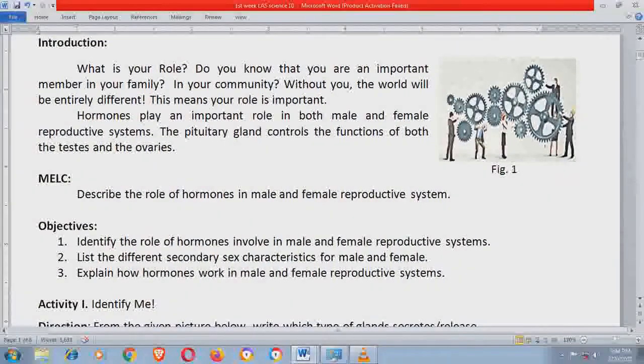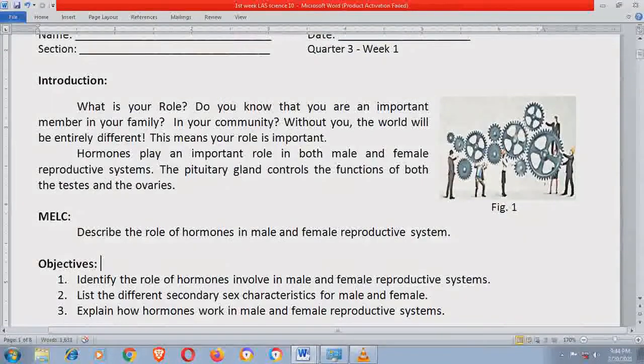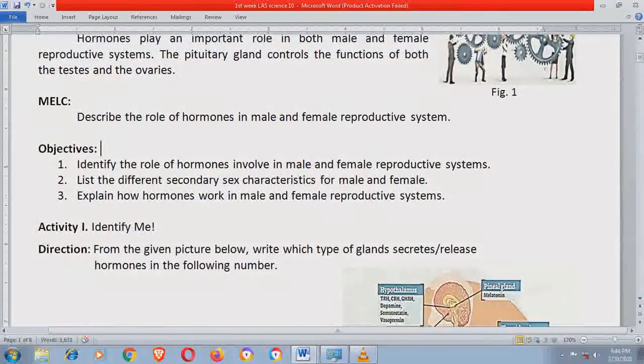Pagkatapos ng MELC, most essential learning competencies, we have the objectives. I designed this one. Nag-design ako ng objective kasi kami ang sumulat nito, no? Kami ang nag-compose nitong mga LAS na to. So bago ito ibigay sa mga bata, there is a quality assurance na ginagawa. Okay? So objectives natin, identify the role of hormones involved in male and female reproductive system. So at the end of this LAS, learning activity sheet, they should identify, no? Number 2, list the different secondary sex characteristics for male and female. And number 3, explain how hormones work in male and female reproductive system.